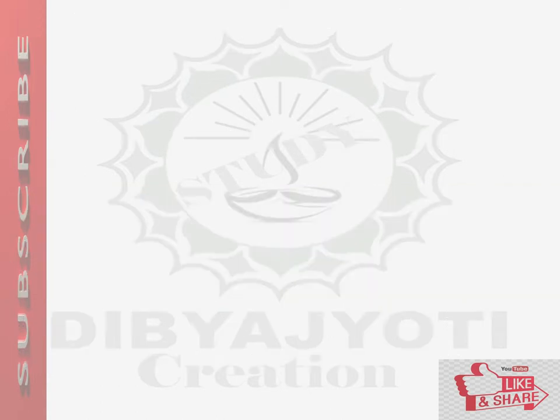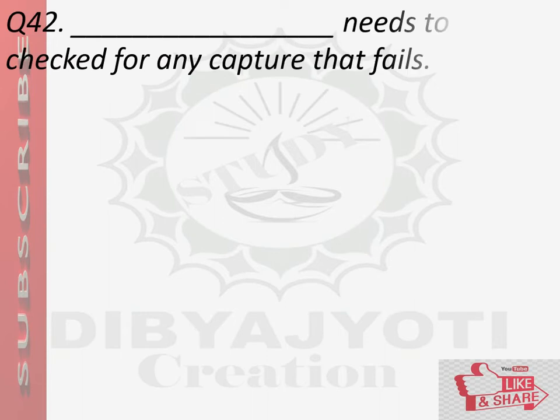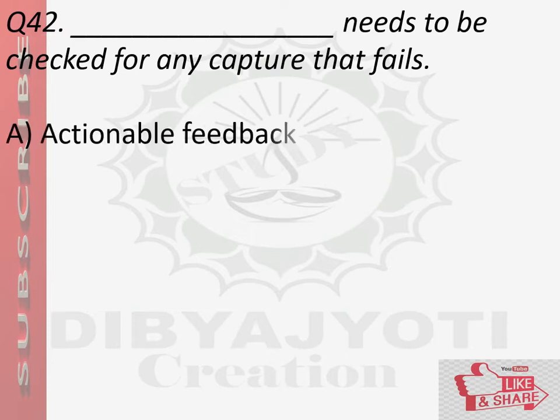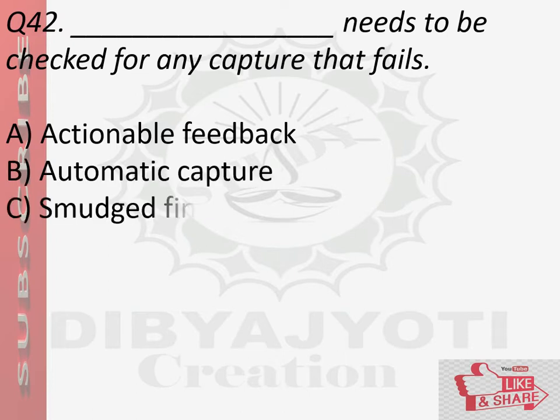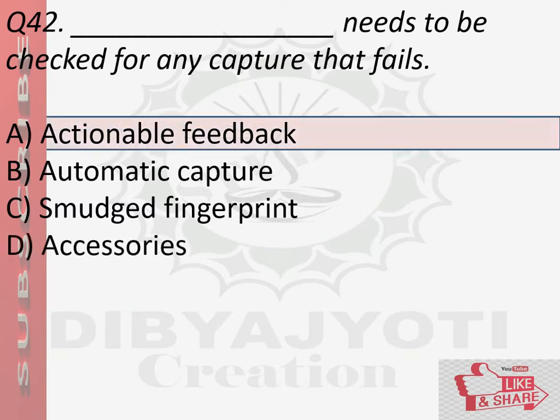Next, dash needs to be checked for any capture that fails. Option A, actionable feedback. Option B, automatic capture. Option C, smudged fingerprint. Option D, accessories. And answer is actionable feedback.